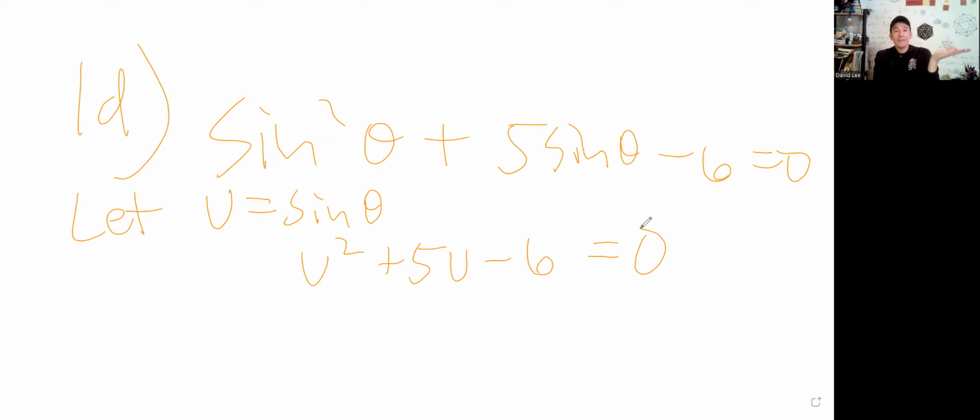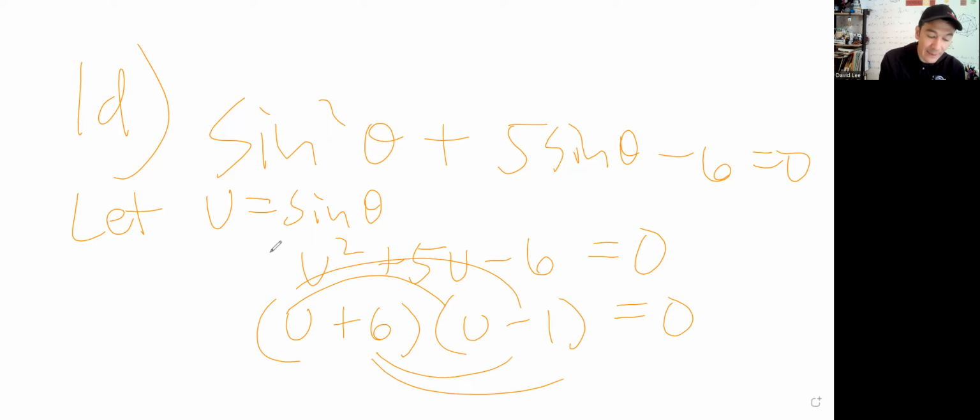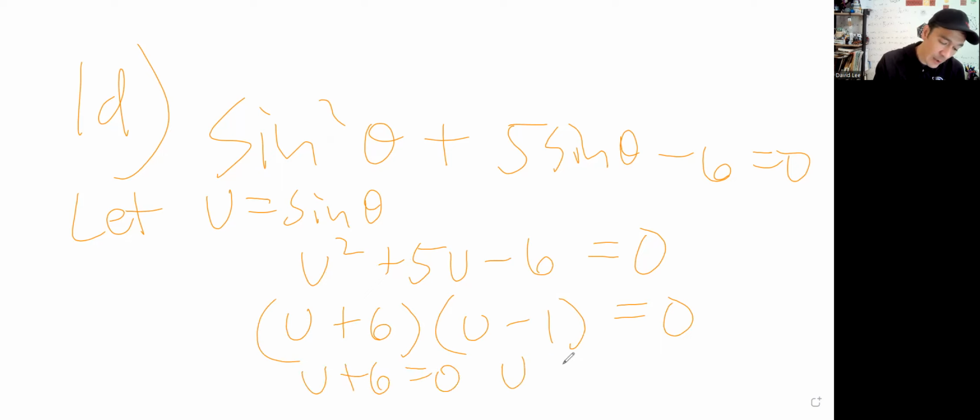And then go back to your high school days when you factorized trinomial expressions. This quadratic has the following factorization: u plus 6 times u minus 1. This is the correct factorization, because if I were to distribute or FOIL, I would get back the original statement. Okay, so we have this factorized, and now set each of these factors equal to 0 and solve. So the first one, u would be -6, and then u would be +1.